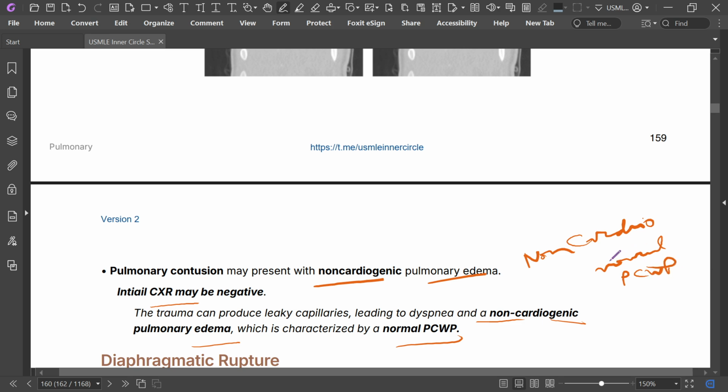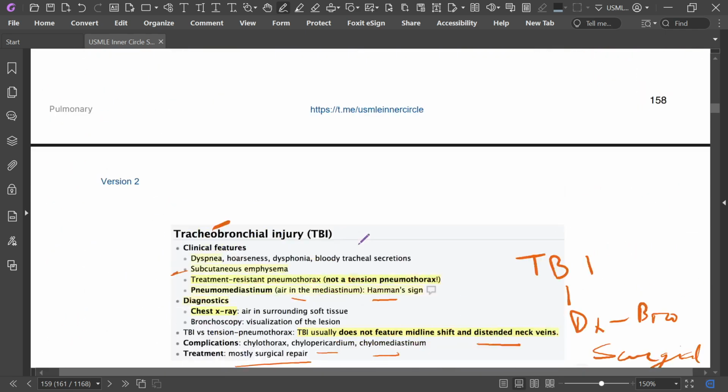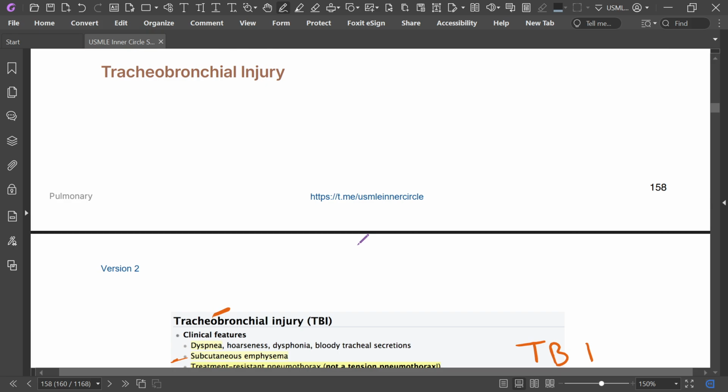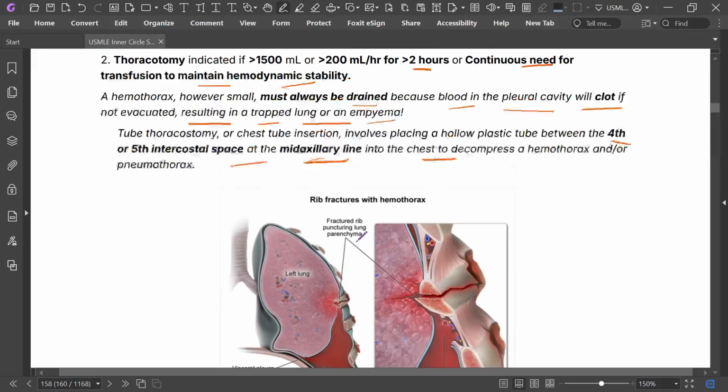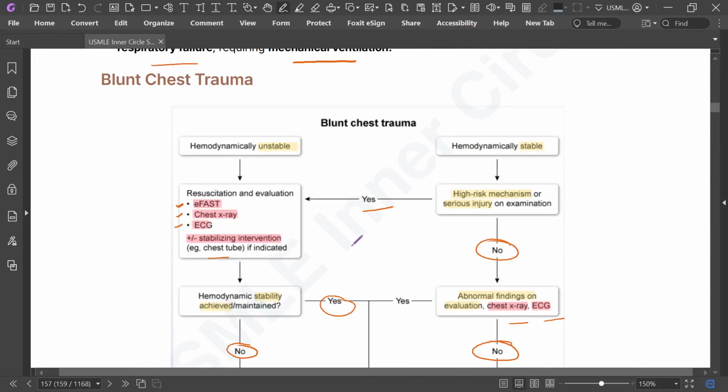So that is all about pulmonary contusion, tracheobronchial injury, hemothorax, and blunt thoracic injury.